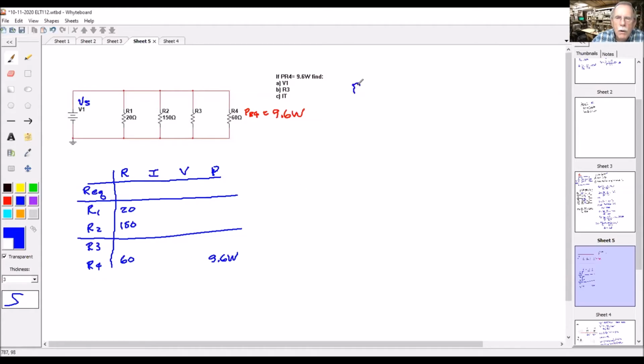So we know that P is equal to V squared over R. If I rearrange that, I get that V is equal to the square root of P times R. If I want to get the V by itself, the first thing I got to do is, let me back up one. We all know PEMDAS.